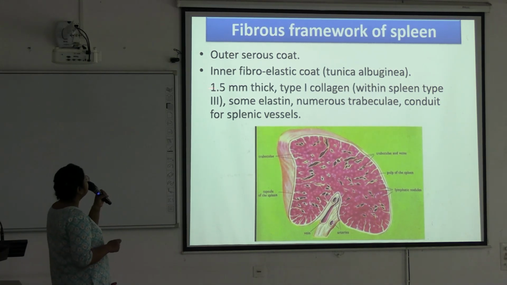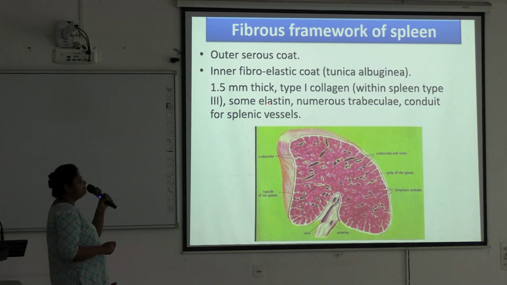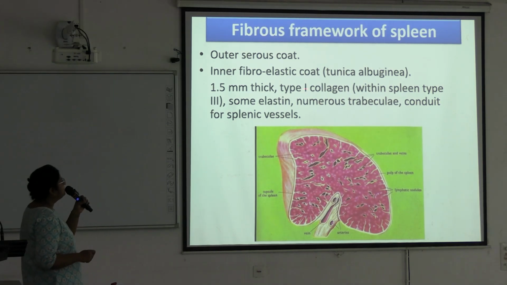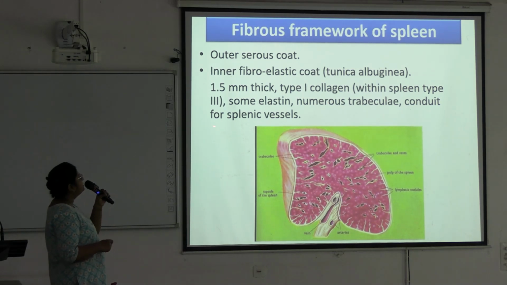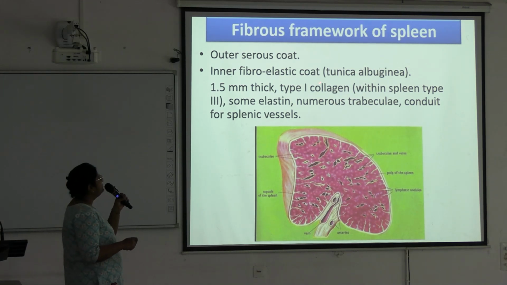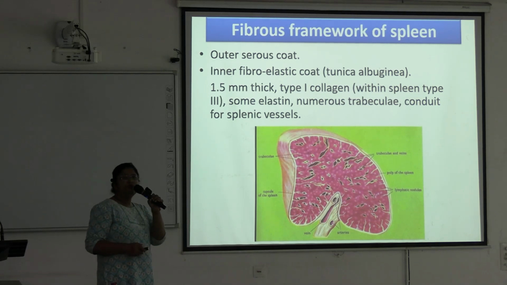And just inside there is the inner fibroelastic coat, also known as tunica albuginea. It is about 1.5 millimeter thick, with type 1 collagen fibers. Within the spleen, type 3 collagen fibers are present and some elastin, numerous trabeculae and conduits of the splenic vessels. So these form the inner fibroelastic coat or tunica albuginea. Here the outermost covering is the serous coat, and this white area you are seeing is the inner fibroelastic coat.